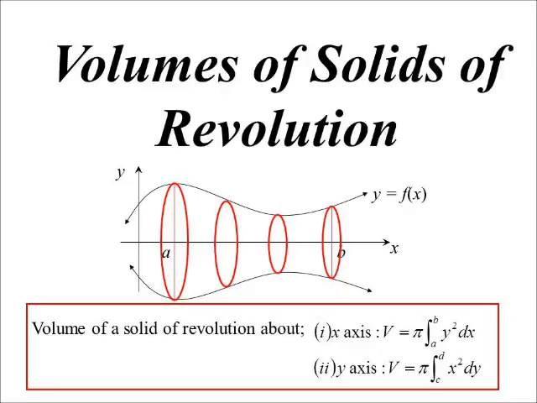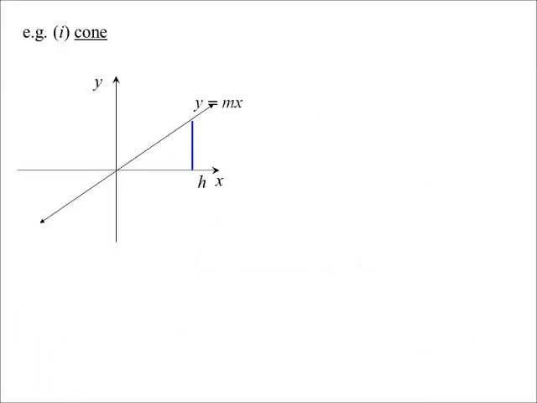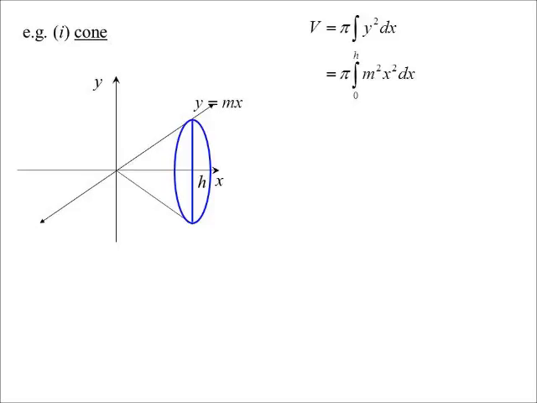So let's now create some formulas for shapes that we actually know. If I was going to rotate y equals mx around the x-axis, I would get a cone. So I'll call the x value conveniently h, because that'll turn out to be the height of the cone. Rotate around, and there it is. So there's the cone. So I'm going to integrate, we're going around the x-axis, so it's y squared dx. Well, y is mx, so I'm going to integrate m squared x squared. M squared is just a constant, so I could pull that out the front.